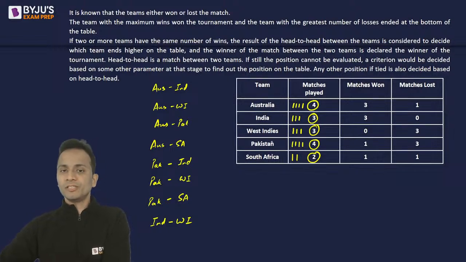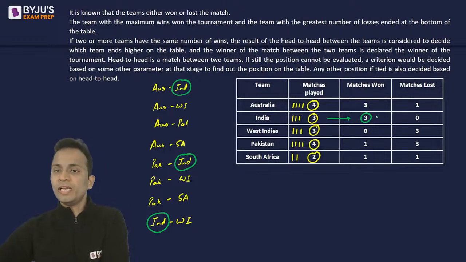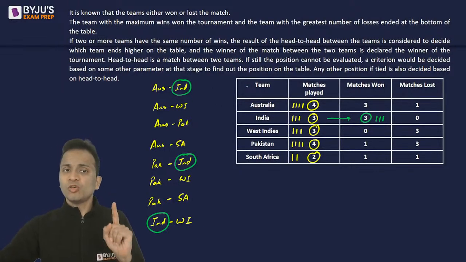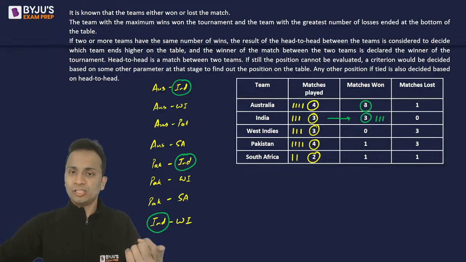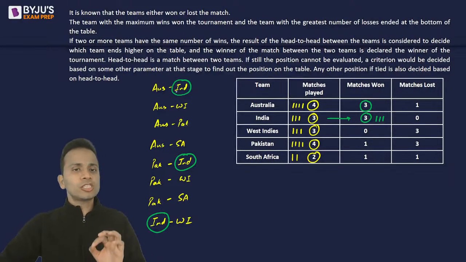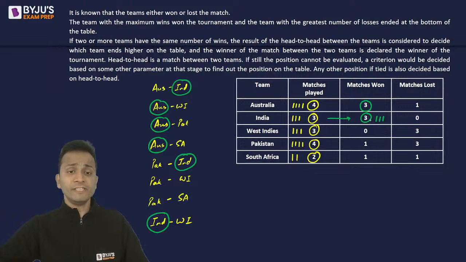So I'll keep circling the winners. Now India has played 3 matches, out of which they have won all of them. Against Australia, India has won a match. Then against Pakistan, India has won. And then against West Indies, India has won. So India's 3 wins are done. Now Australia has lost 1 match, which is against India. So that means Australia has won all the 3 remaining matches. So India 3 wins, Australia 3 wins are done.